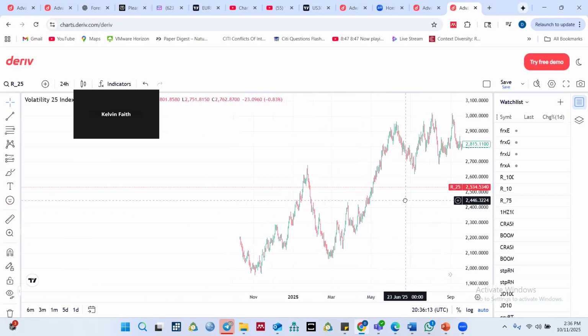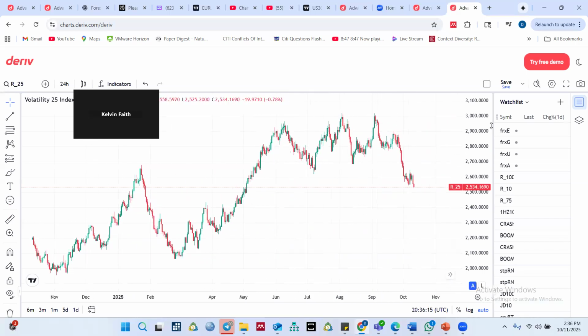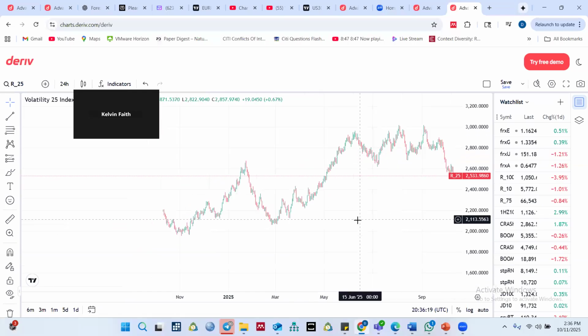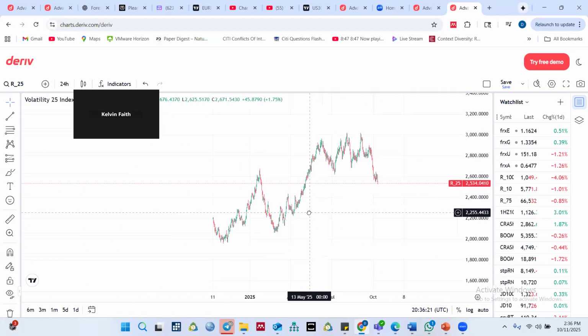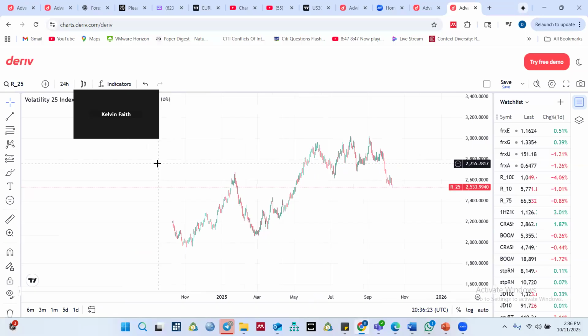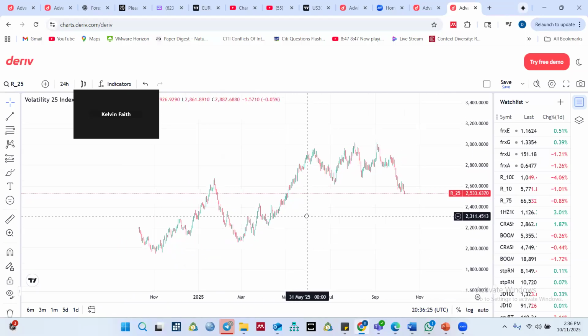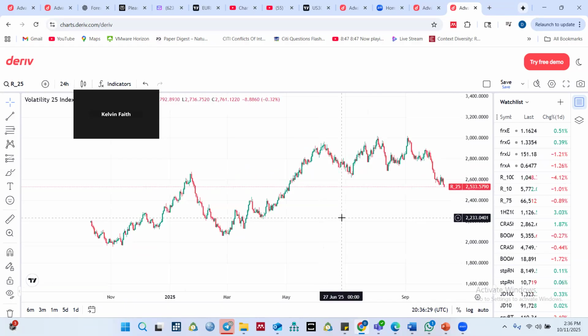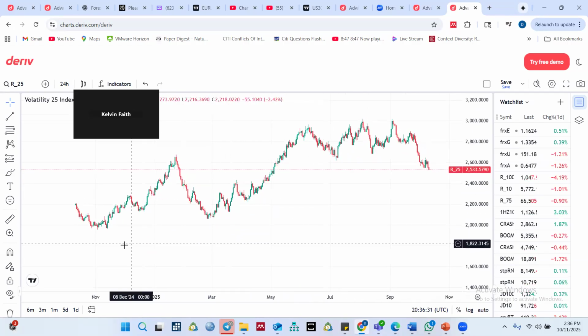So a trend line should connect 2 points on the chart. Okay, so let's say, and it will show us what the trend is. So this is the 25 index chart. So how can we draw a trend line on this 25 index?